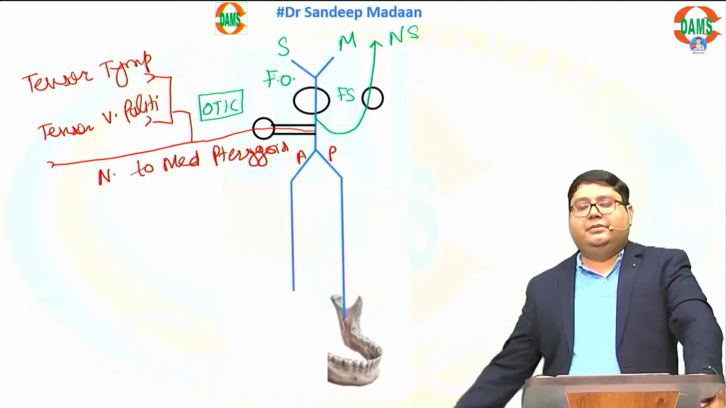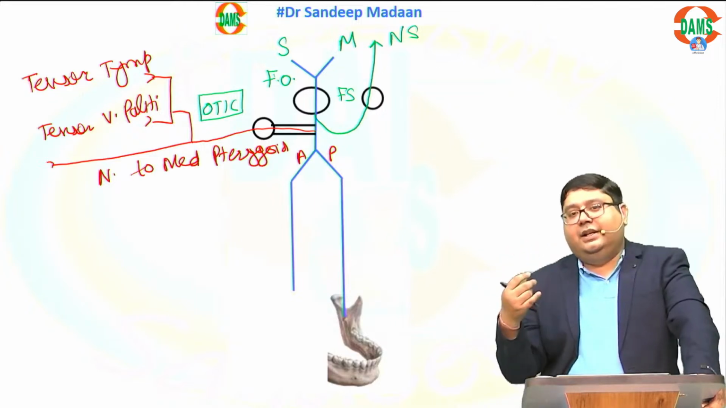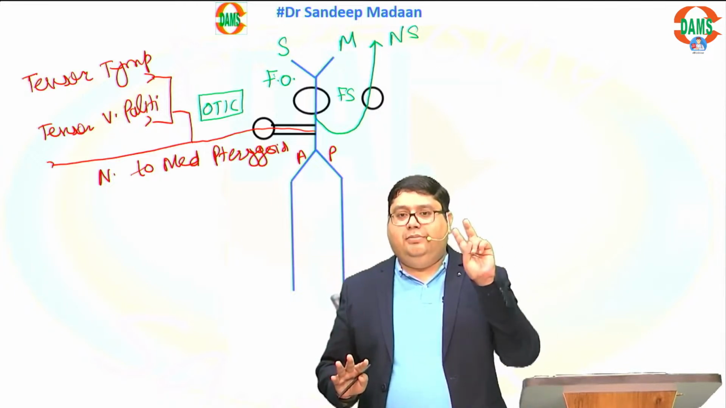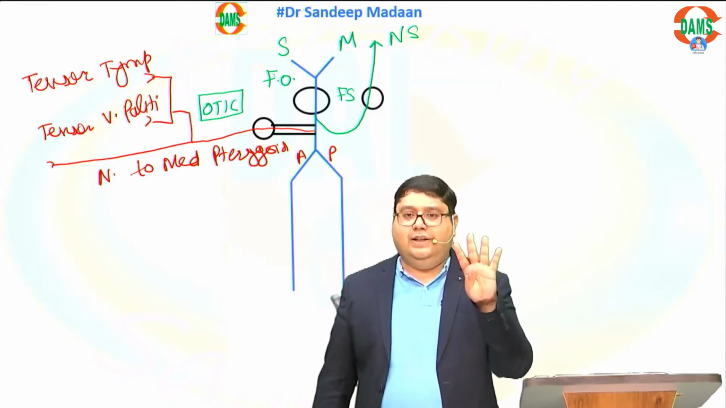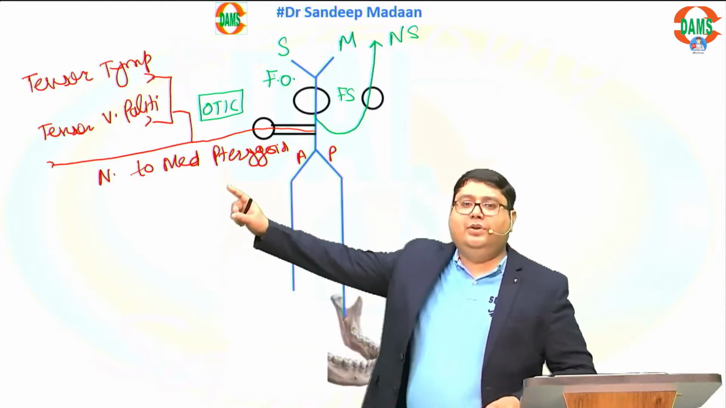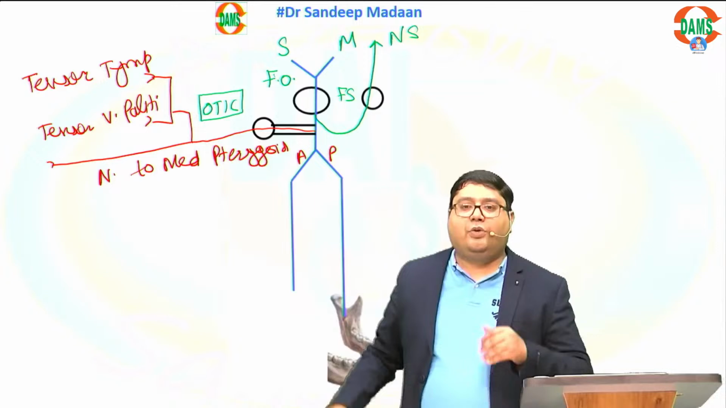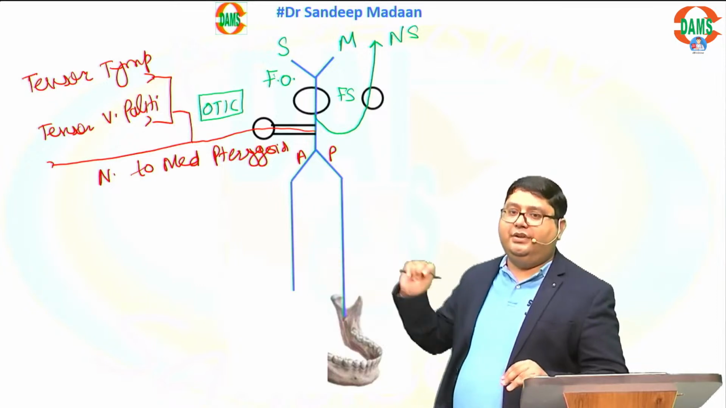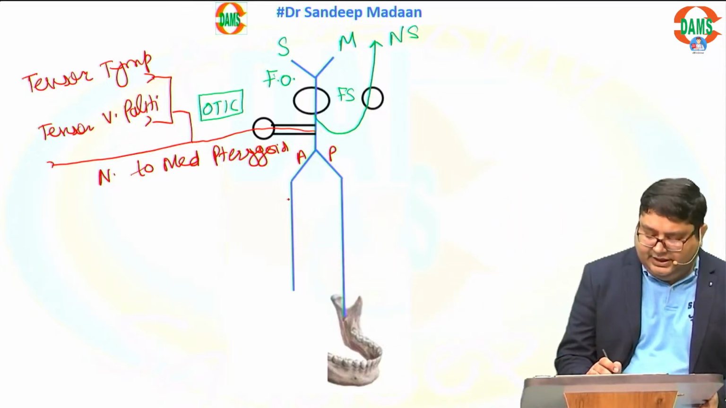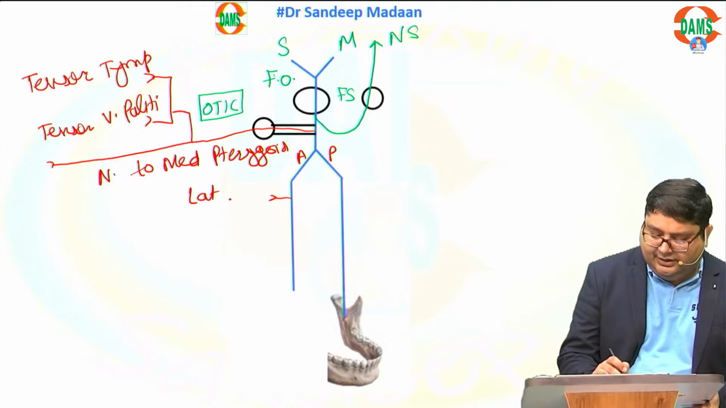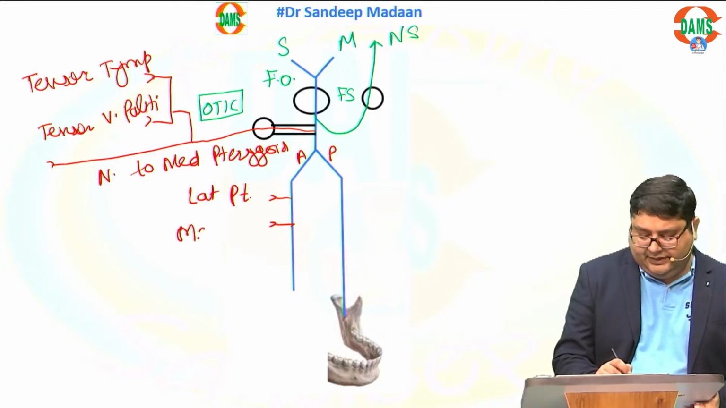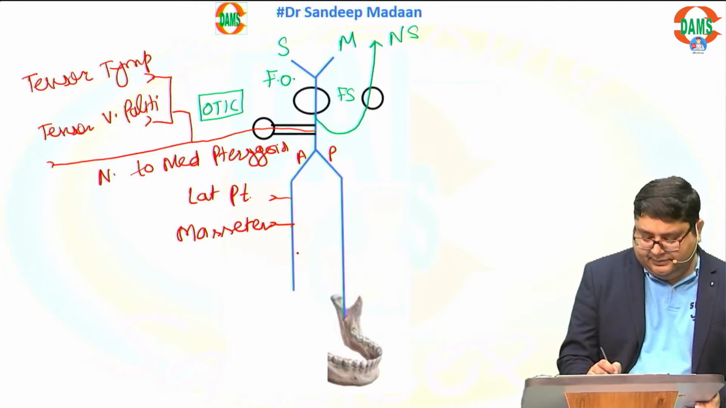Now, anterior division, by and large, supplies the muscles of mastication. What are the muscles of mastication? We have four muscles: lateral pterygoid, medial pterygoid, masseter, and the temporalis. Correct? Out of four, one has been already supplied, that is medial pterygoid. So, how many are remaining? Three. So, these three muscles will be getting the supply from the anterior division. What are these three muscles? Lateral pterygoid muscle, then masseter muscle, then temporalis muscle.